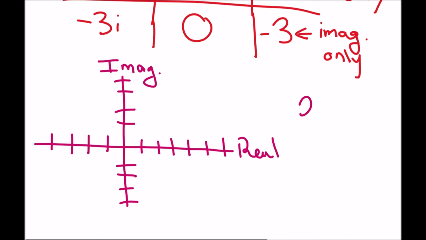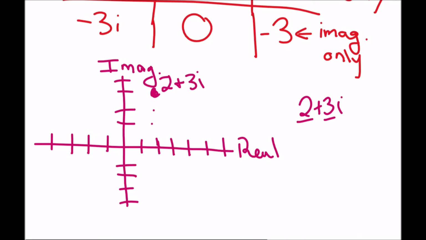So say we have 2 plus 3i. Well, the 2 is the real and the 3 is the imaginary. So we can come over here to 2 on the real, and we can go up 3 for the imaginary. So 1, 2, 3. So this is 2 plus 3i.